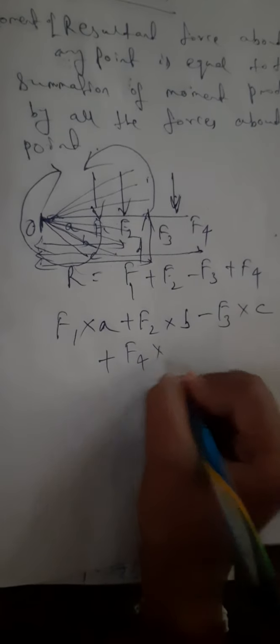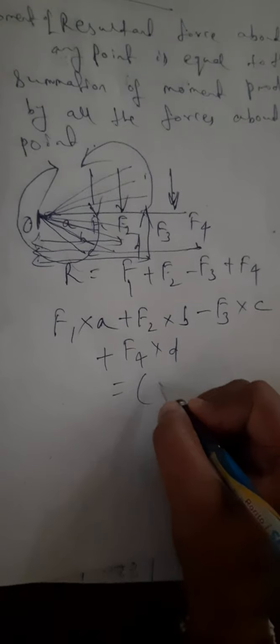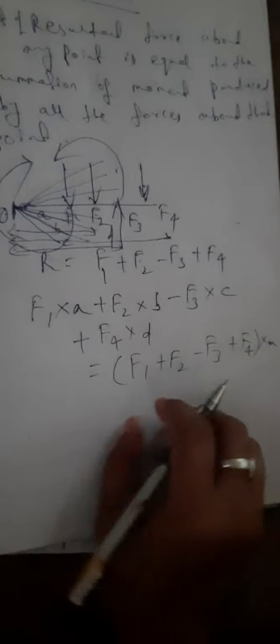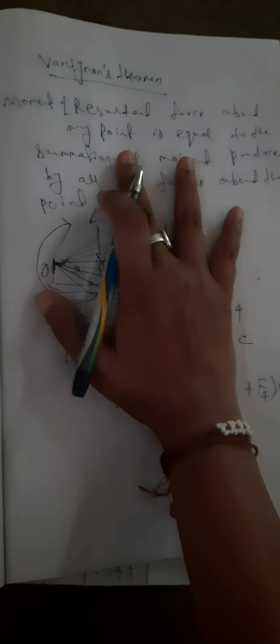F4 into D, equal to the moment of the resultant force, F1 plus F2 minus F3 plus F4, into X. We don't know where the resultant force will act, so from here we can find the distance where the resultant force will act. Now we have to prove Varignon's theorem.